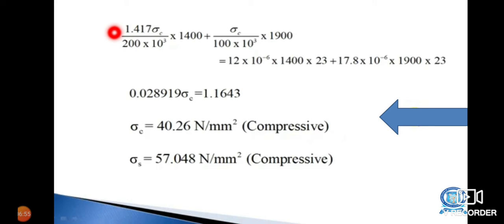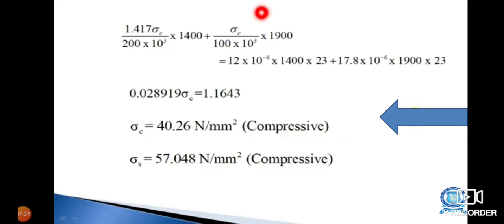Next we will apply all the given values in this formula. So you can write the sigma s value, 1.417 sigma c, divided by Young's modulus of steel, 200 into 10 power 3, into the length of the steel 1400, plus sigma c divided by 200 into 10 power 3 into 1900, equal to 12 into 10 power minus 6 into 1400 into 23, plus 17.8 into 10 power minus 6 into 1900 into 23.